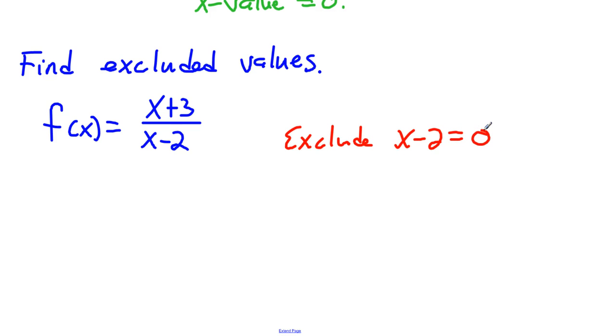So you're still going to take x minus 2, let that equal 0, and exclude that value. So add 2 to both sides. So we're going to exclude x equals 2. Now, here's where they might bring in interval notation with this one to kind of bring it back in.